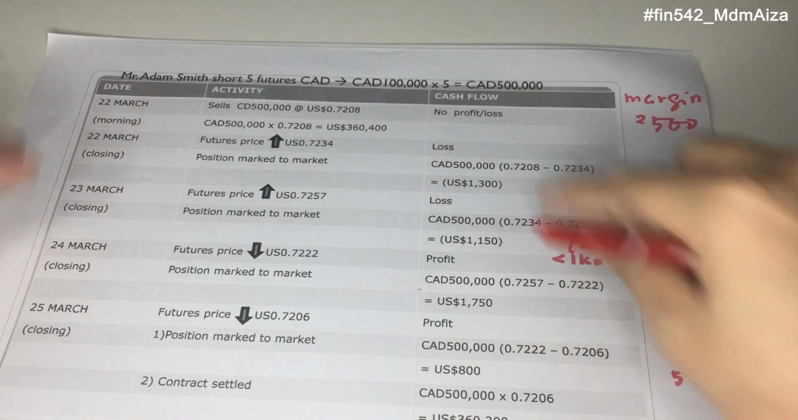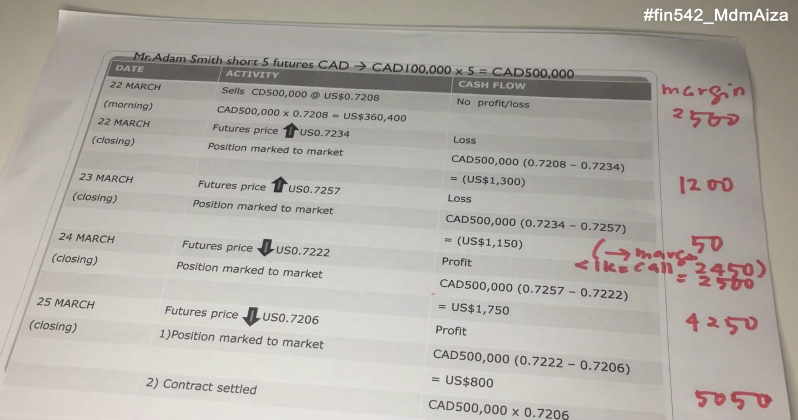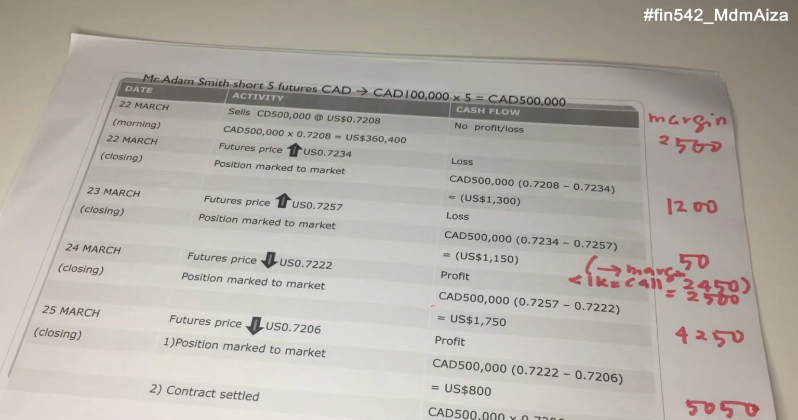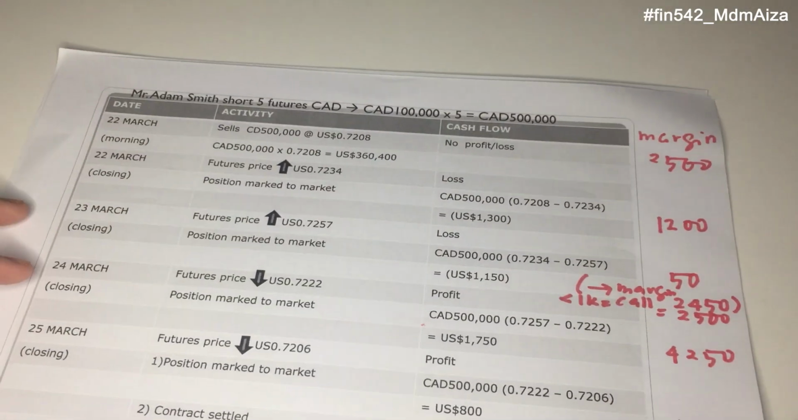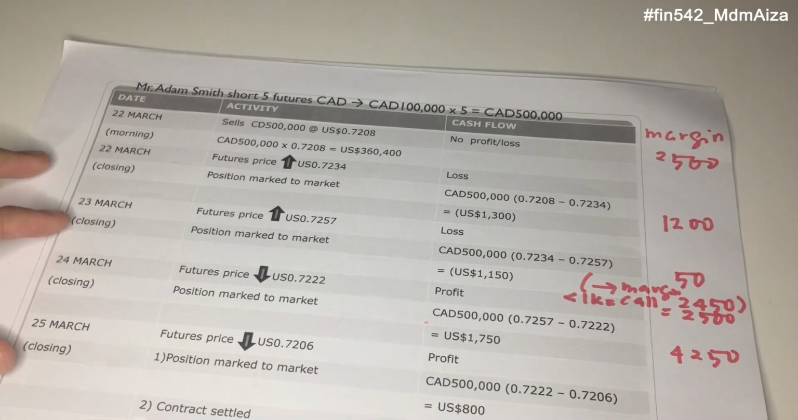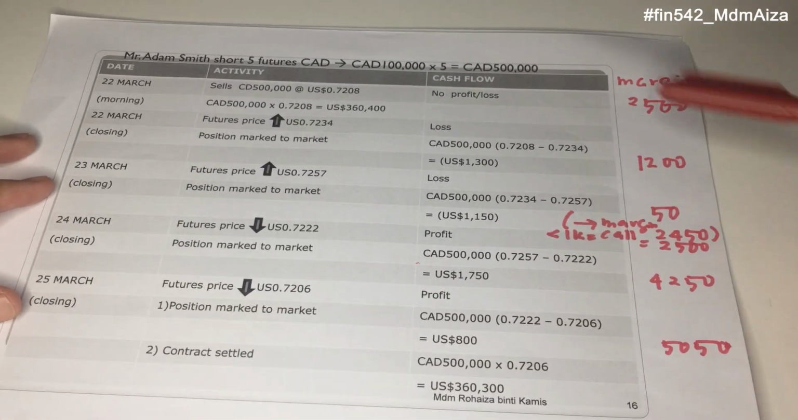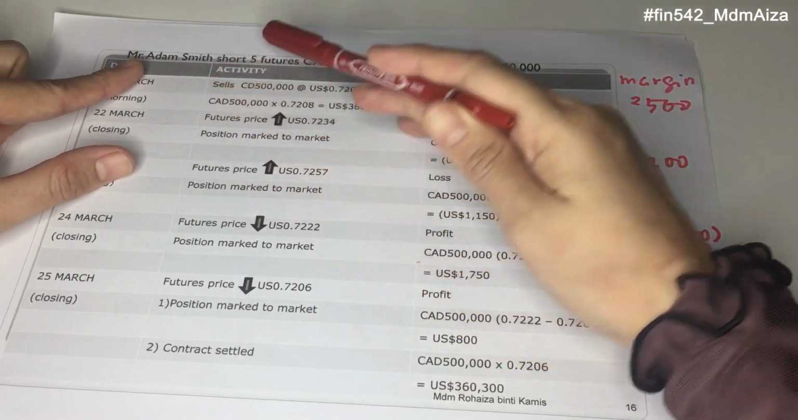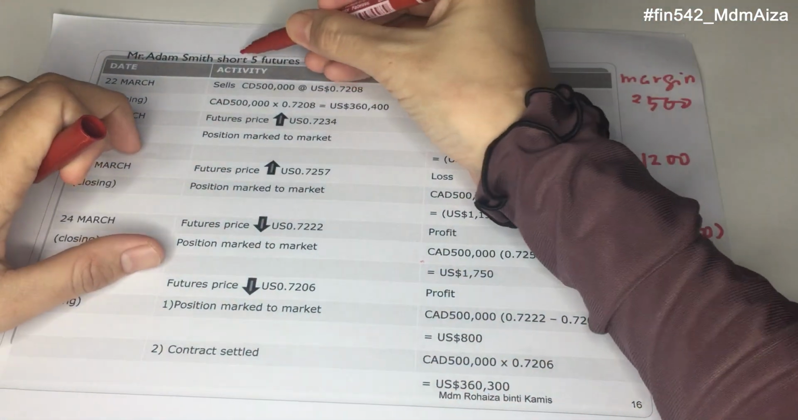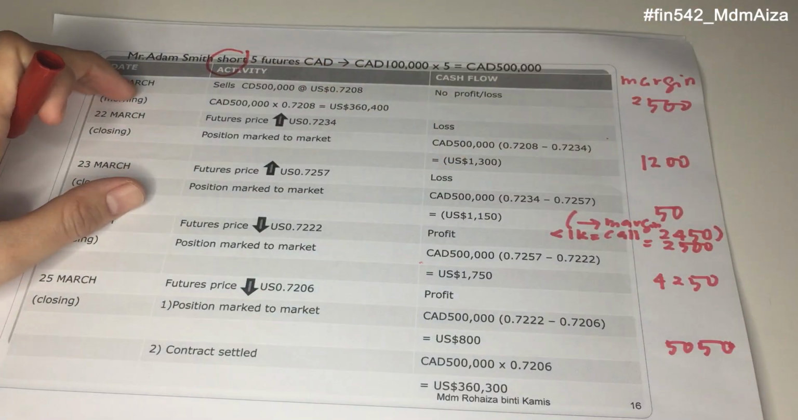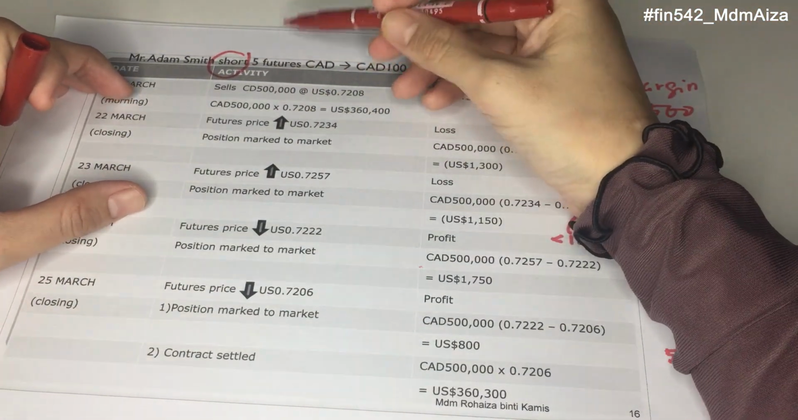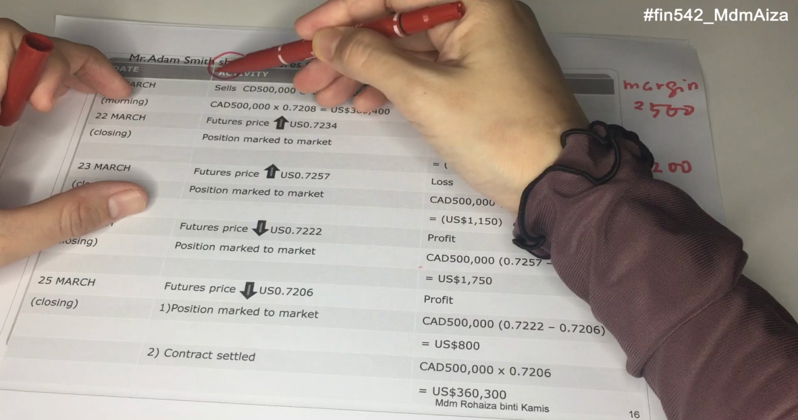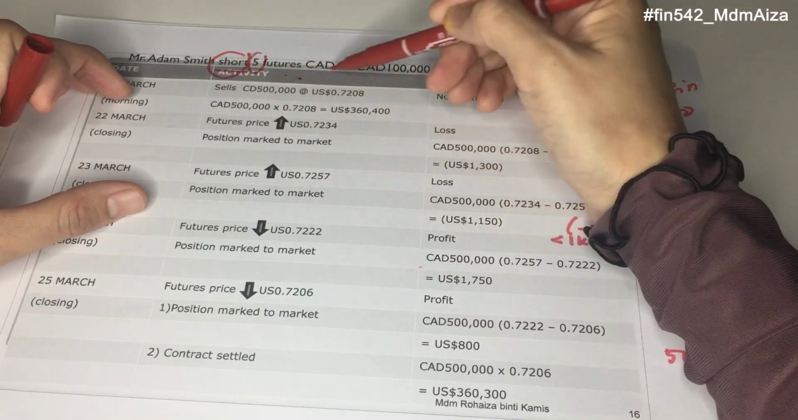Okay. Now, first and foremost, before you start to calculate the table, you need to write up just like this. You need to write Mr. Adam Smith short. Why do we need to write short? Because to bear in mind, this is a selling futures contract. Short what? Short 5 futures contract, Canadian dollar.